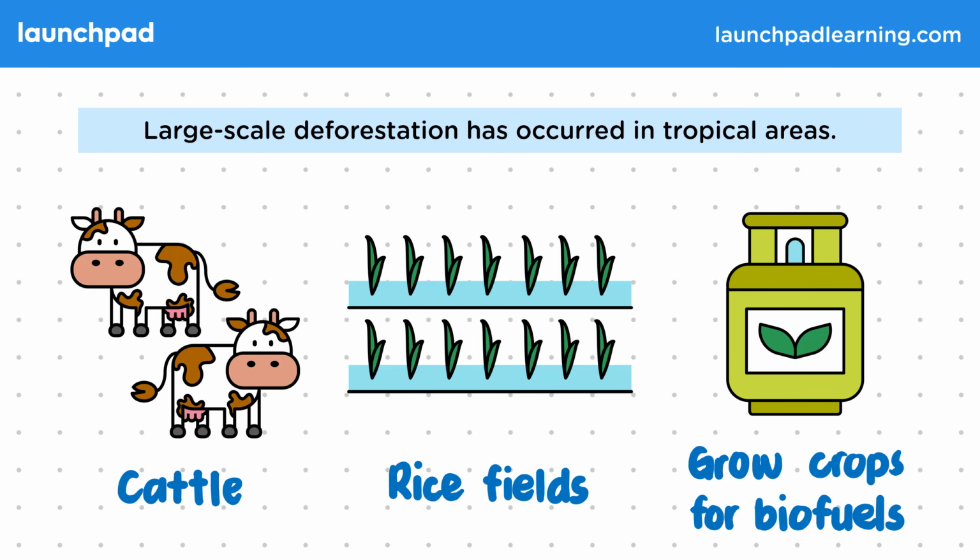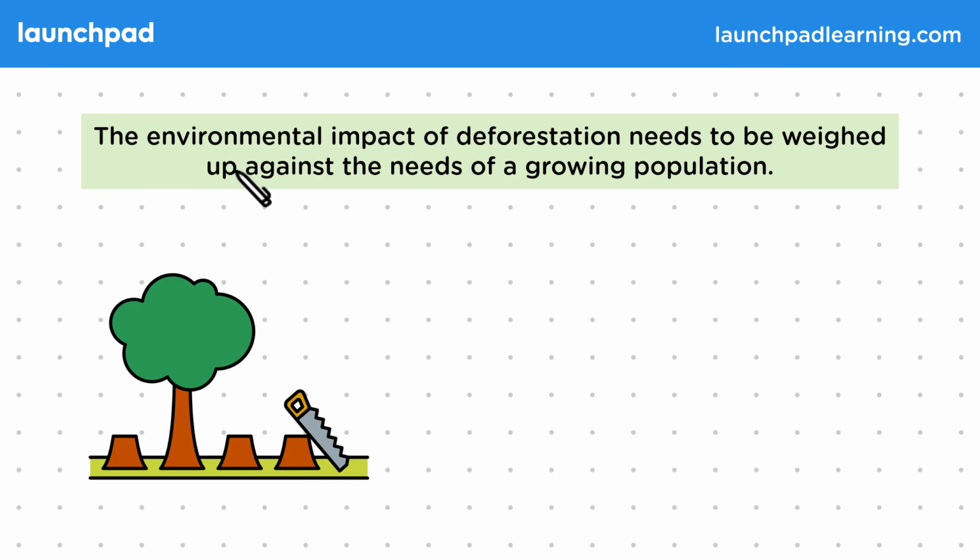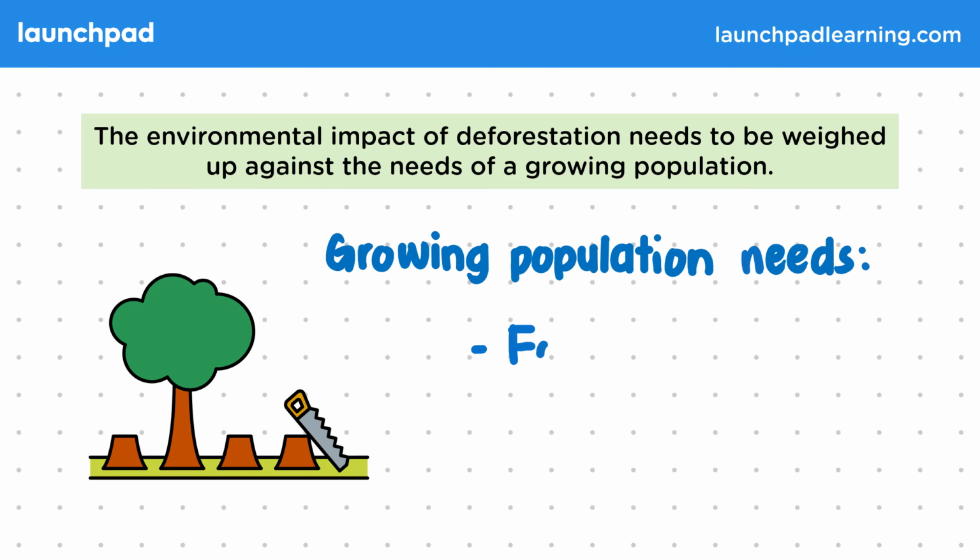What's the environmental impact of deforestation? The environmental impact of deforestation needs to be weighed up against the needs of a growing population. An increasing population has increased the need for more land for supplying food, shelter, and fuel. You need to be able to evaluate the environmental implications of deforestation.